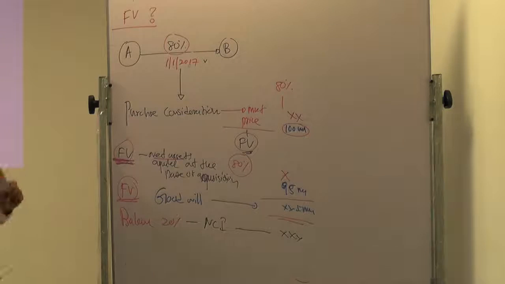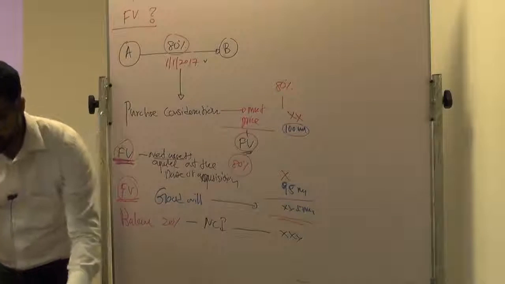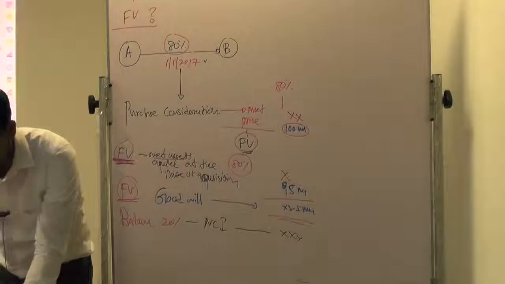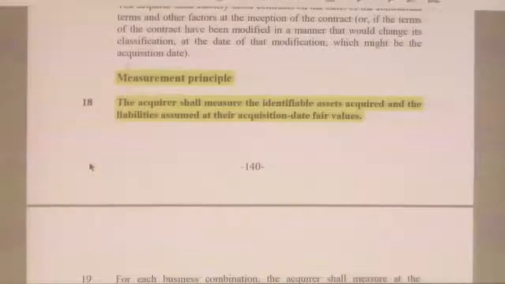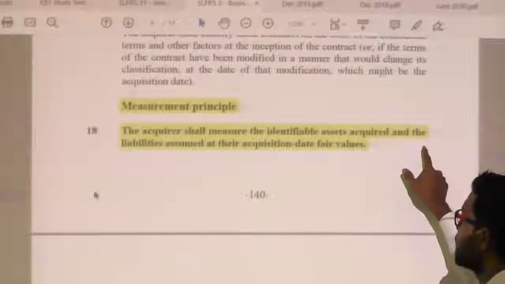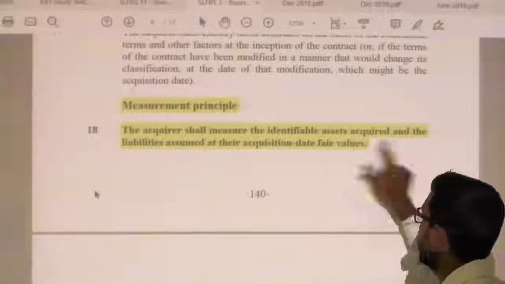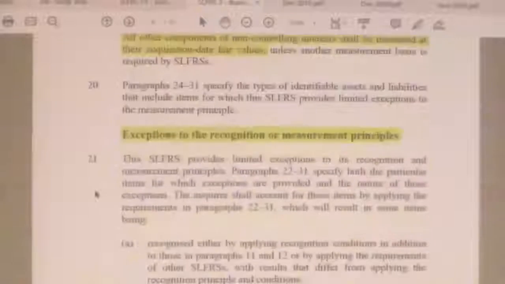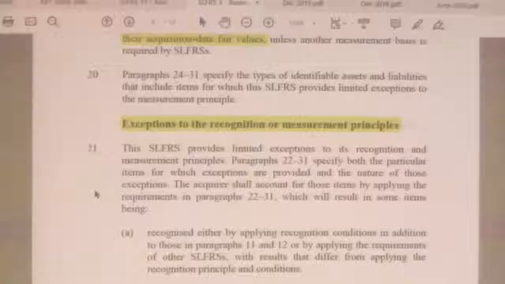Fine. Now with this, read this paragraph. Measurement principles. The acquirer shall measure an identifiable asset acquired at the date of acquisition, and so on, everything is fine. Fair value you have to consider, but there are some exceptions. Underline this word: exceptions to the recognition or measurement principle.